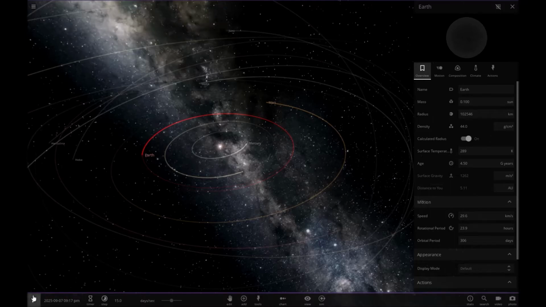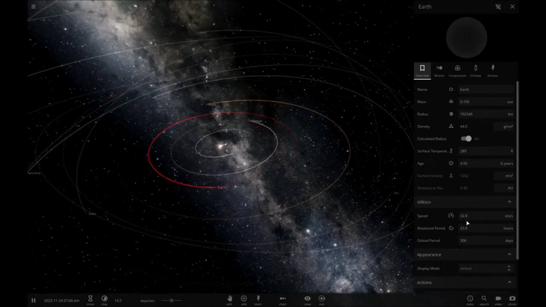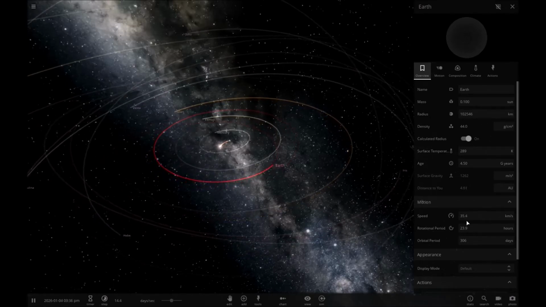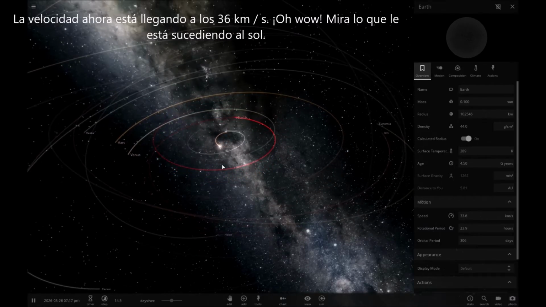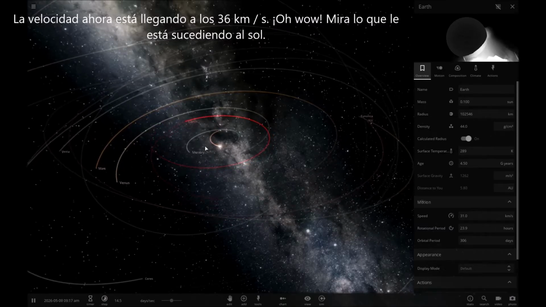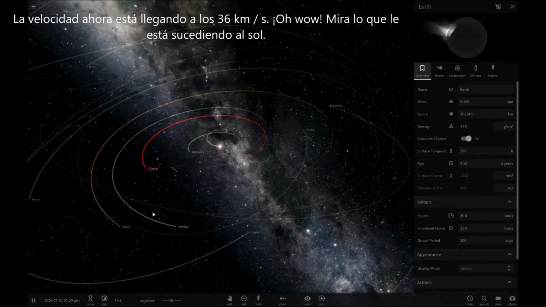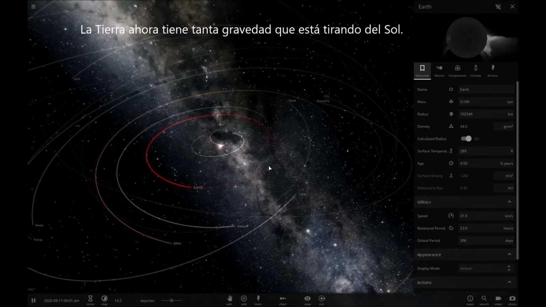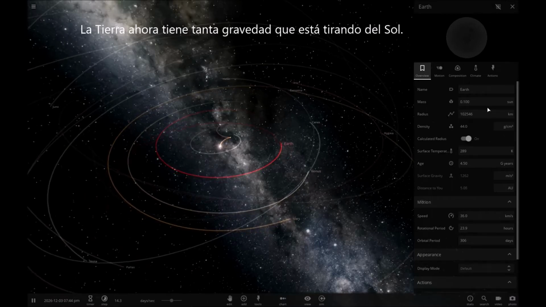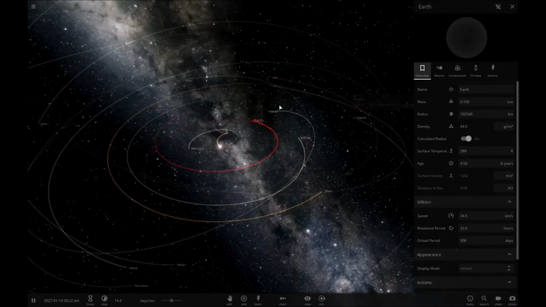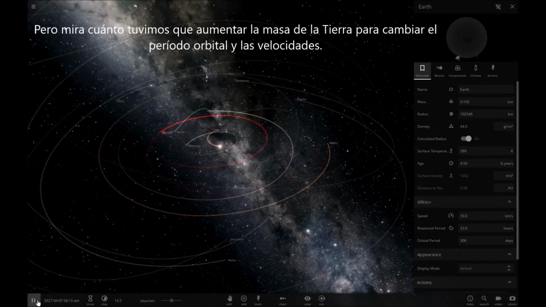Let's check out the speed, see what happens there. Oh, look, we're going up to 32, 33, 34, 35, 36. 36 is, oh my gosh, look what's happened over here. The Earth has gotten so much gravity it's actually pulling the sun around. Mercury's being all screwy. What happened to Venus? Venus is way out of line. But look at how much we had to increase the mass of the Earth in order to change the orbital period and to change our speeds.